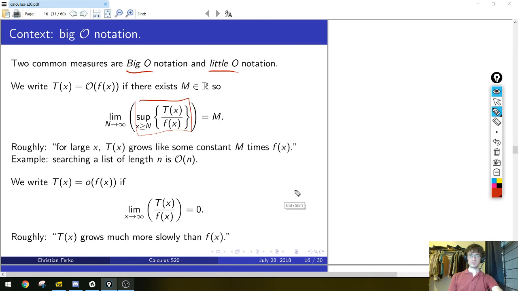Roughly speaking, it's hard to understand this. This expression is sometimes called lim sup for obvious reasons, because it has a limit and a supremum. If you take an advanced math class, you will learn more about lim sup. I will not tell you about this.